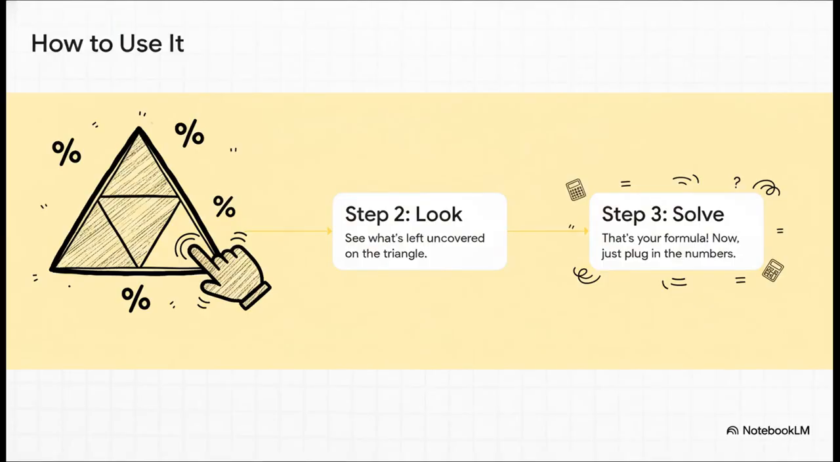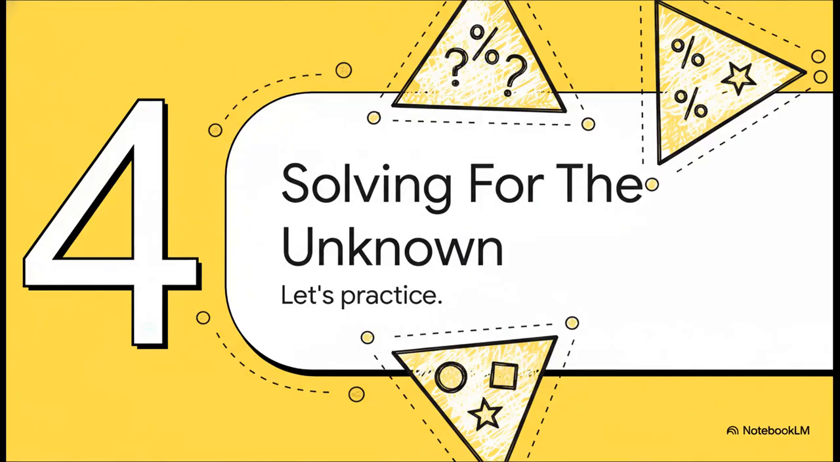And using it is, well, it's almost too easy. Whatever the problem is asking for, P, R, or B, you just physically cover it up with your finger. What's left showing? That's your formula. It's like magic. All right, enough talk. Let's get our hands dirty. It's time for a practice round to put this triangle to work. We're going to do the 3 types of problems that I can almost guarantee you'll see on your quiz.